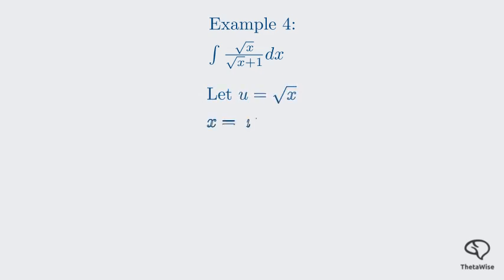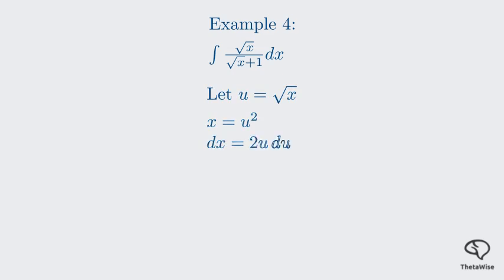Let's move on to the fourth example, which combines both roots and the need for long division. The problem is the integral of the square root of x over the square root of x plus 1. Our objective is to evaluate this integral. As always, the first thing to do is simplify the root. A good substitution here is u equals the square root of x. If u equals the square root of x, then x equals u squared. Differentiating gives us dx equals 2u du.